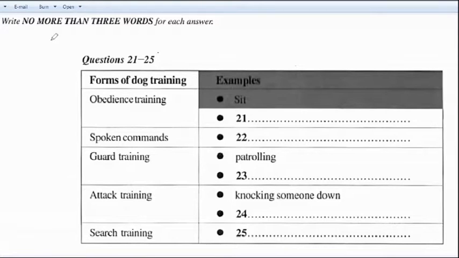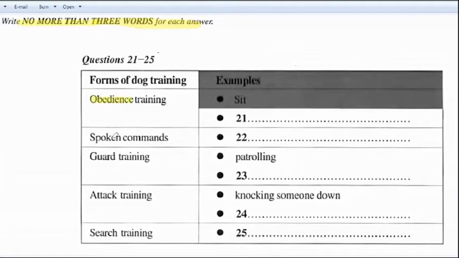And if you notice here, the first thing to notice is, yes, 3 words, no more than 3 words for each answer. So make sure that you notice that at the beginning. And then we're going to follow our pre-listening preparation steps. So the first thing is to notice the key words. Now with a table, this should be significantly easier.